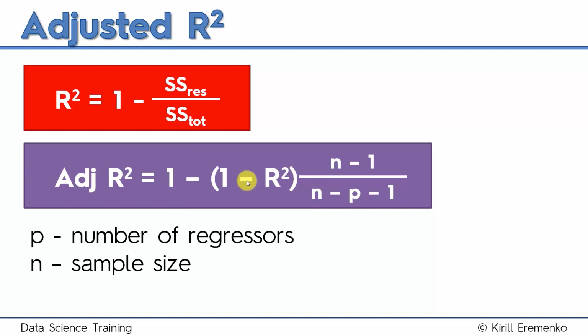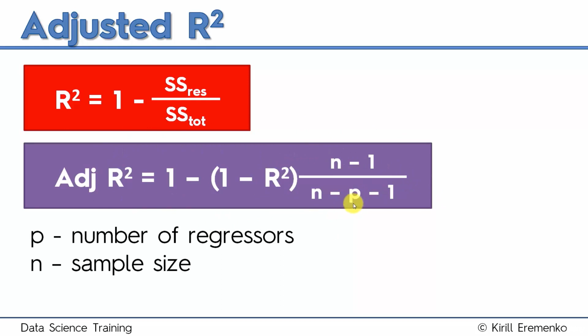Also, you can see here what happens when R squared increases. When just normal R squared increases, this part decreases, right? 1 minus R squared decreases. And that means that this whole part increases. So you've got a battle here. On one hand, by adding a new variable, you're increasing R squared, so you're increasing adjusted R squared. But on the other hand, by adding a new variable, you're increasing P, so you're decreasing adjusted R squared.